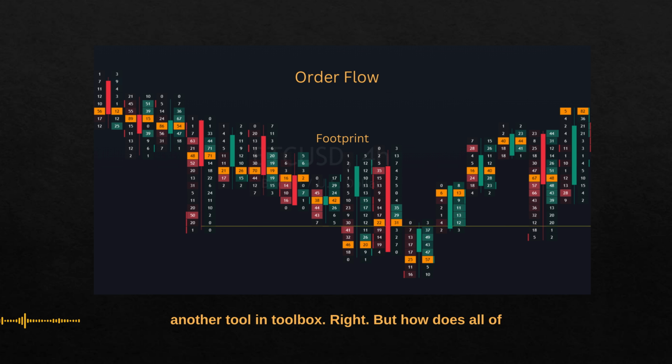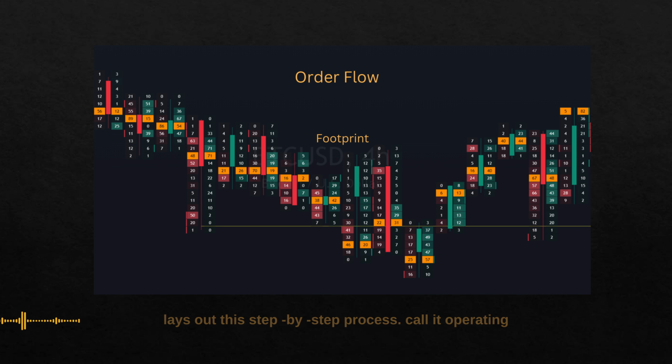Right. But how does all of this fit together? Wyckoff, auction market theory, volume profile, order flow. That's where the Wyckoff 2.0 framework comes in. It's a system for analyzing the market, way more robust than just those basic chart patterns. Okay, so this is where it all comes together. It does. Tell me more.